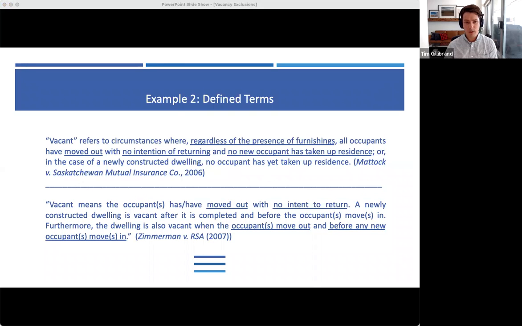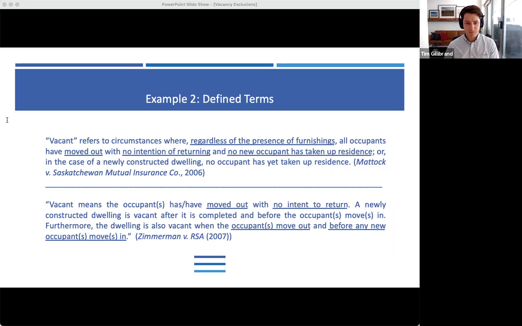So moving on, the more modern approach seems to be for insurers to get rid of terms like unoccupied and just craft the exclusion around the word vacant, which then is defined in the policy. And this obviously helps us understand more what the exclusion means, but the debate gets shifted to how you interpret the definition of vacant. So on this slide, I've included two common examples of a definition of vacant within a policy.